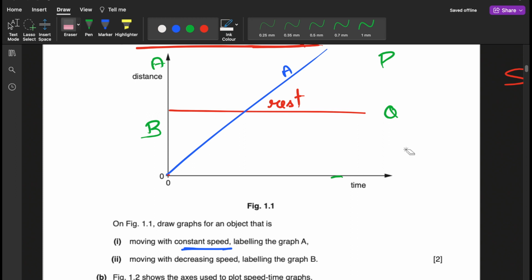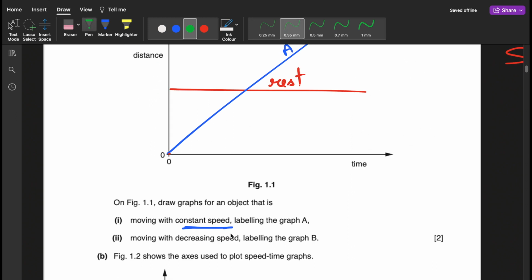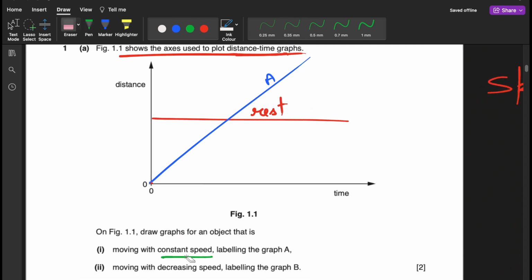Okay, let me explain it. So the point here is that the speed is moving with a constant speed. Have you studied the concept of slope in math? We find the slope of the curve, the gradient. Yes, that's exactly correct. So the slope will give you the speed of that movement.